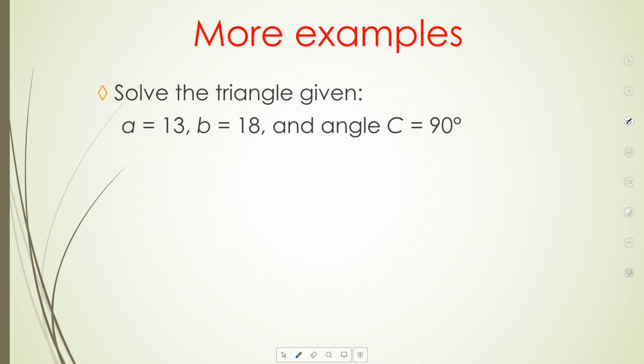Now, this one, I didn't give you a picture. So start by drawing a picture. Then check with the rest of your group before you proceed, because if your picture's wrong, you're not going to be able to solve the problem.